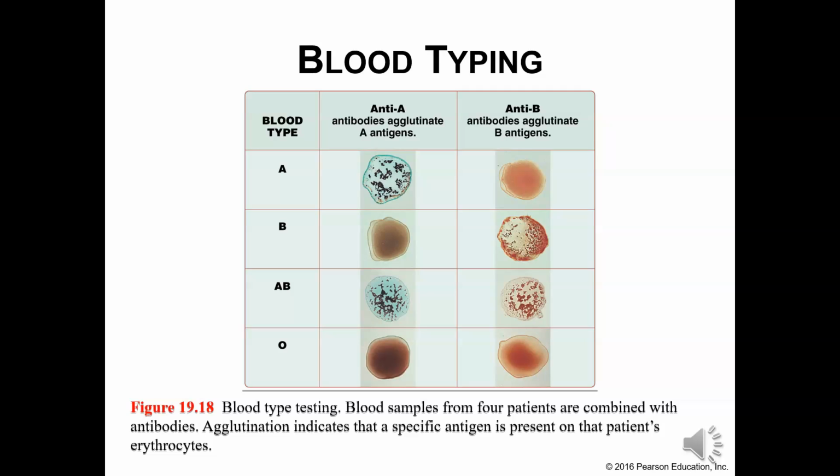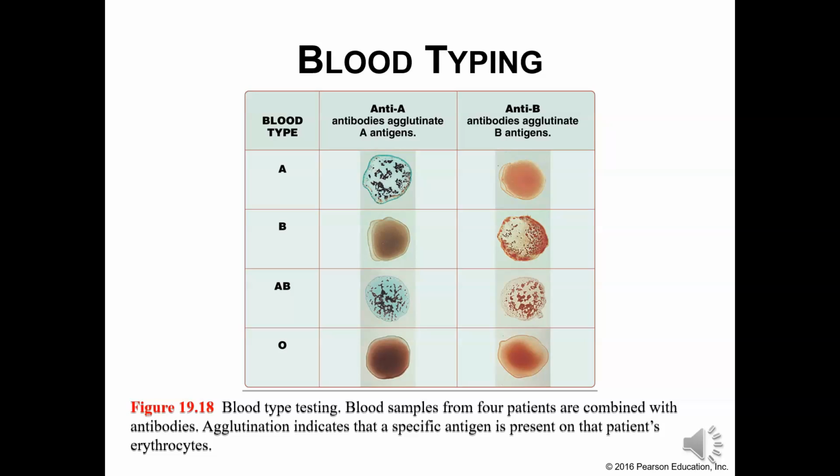On the other hand, this person, type B blood, would have the anti-B antibodies agglutinating the B antigen on his red cell membrane, whereas the A antibodies would not agglutinate because he doesn't have the A antigen. AB blood type, you'd see agglutination in both wells because he has both the A and the B antigens agglutinating with both the A and the B antibodies, whereas type O has no antigens on his red cell membrane, so you don't see agglutination in either well. You gave anti-A antibody in this well, you gave anti-B antibody in this well, but no agglutination. That means he doesn't have either antigen, so he's type O.